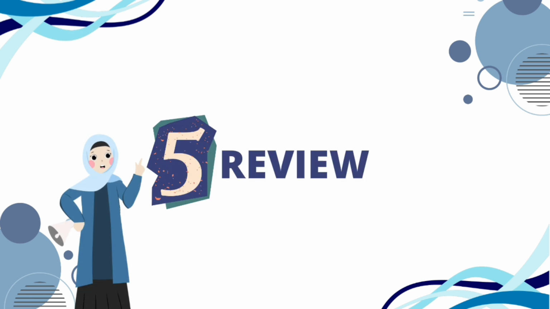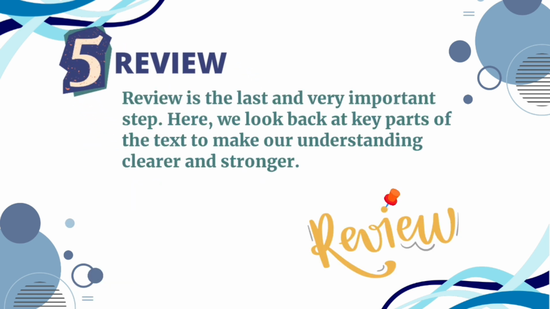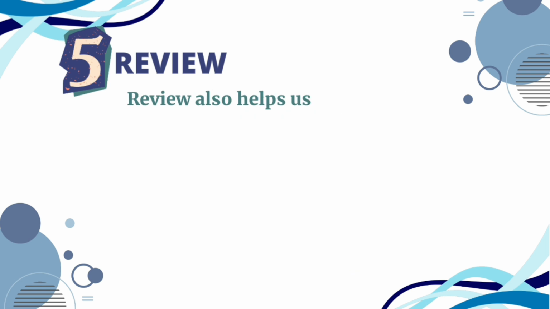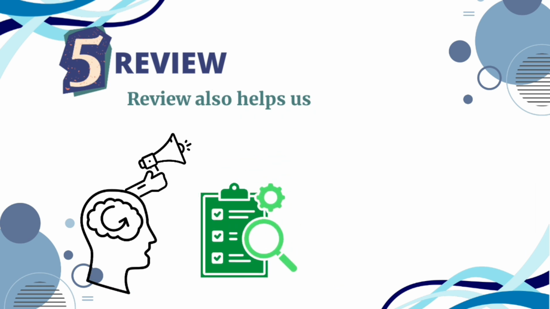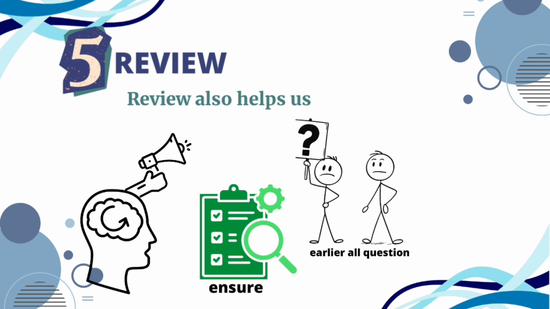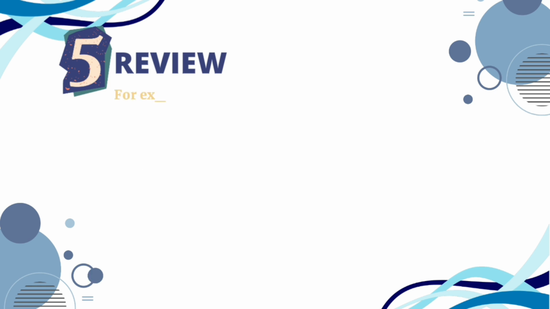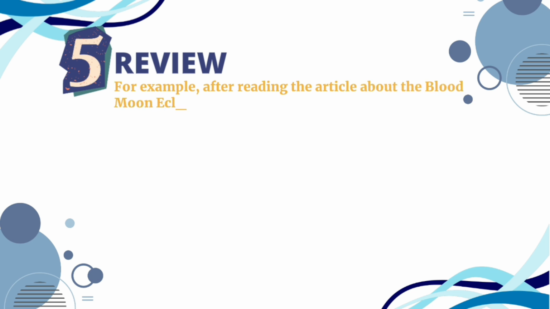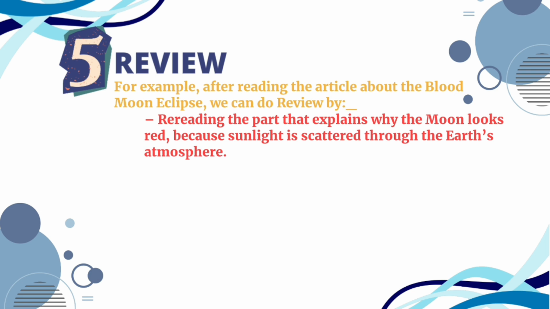Last one is review. Review is the last and very important step. Here, we look back at the key parts of the text to make our understanding clearer and stronger. Review also helps us remember information and ensure that all our earlier questions are answered. For example, after reading the article about the blood moon eclipse, we can do review by first, rereading the part that explains why the moon looks red, because sunlight is scattered through the Earth's atmosphere.